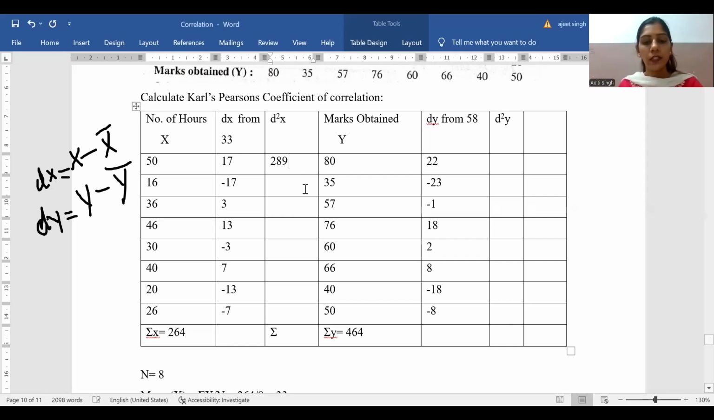289, again 289. 3 into 3 is 9. 13 into 13 is 169. 3 into 3 is again 9. 7 into 7 is 49. 13 into 13 again 169. 7 into 7 is 49. Okay. Now let's do the calculation of d square y.